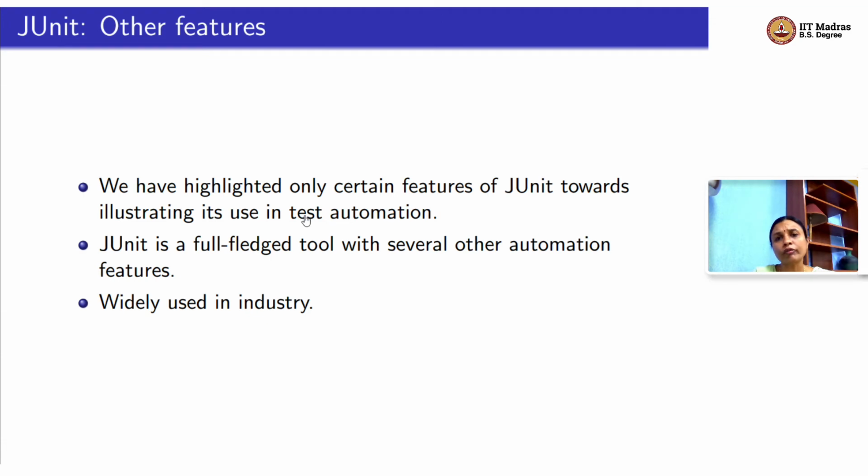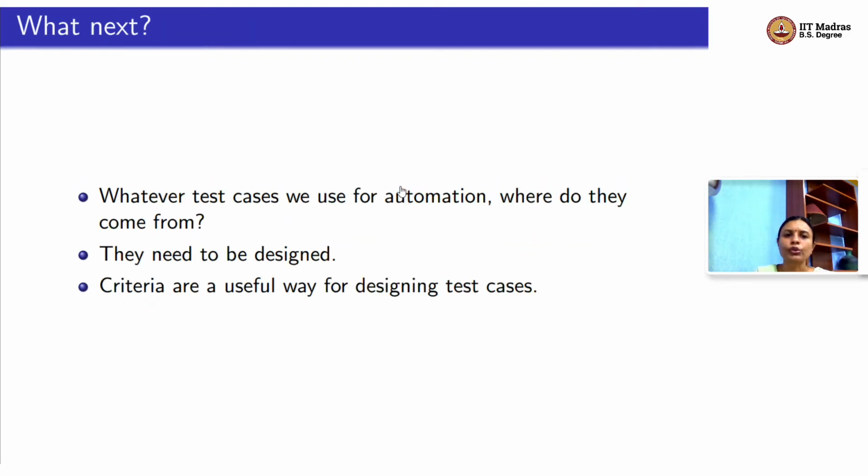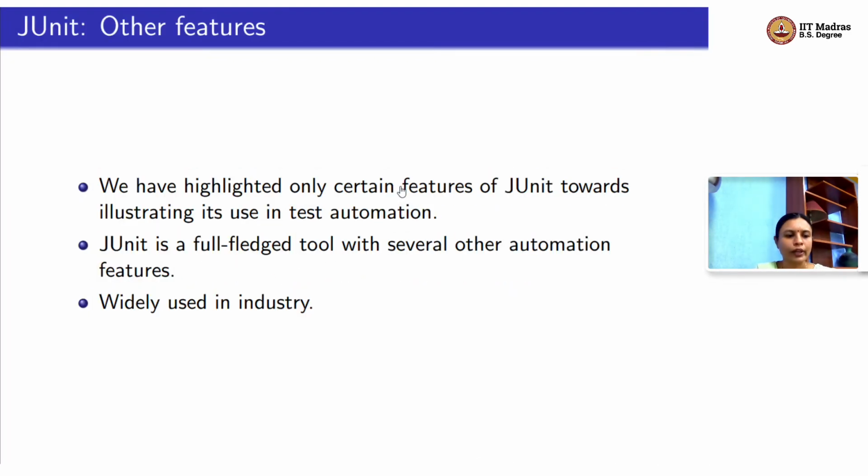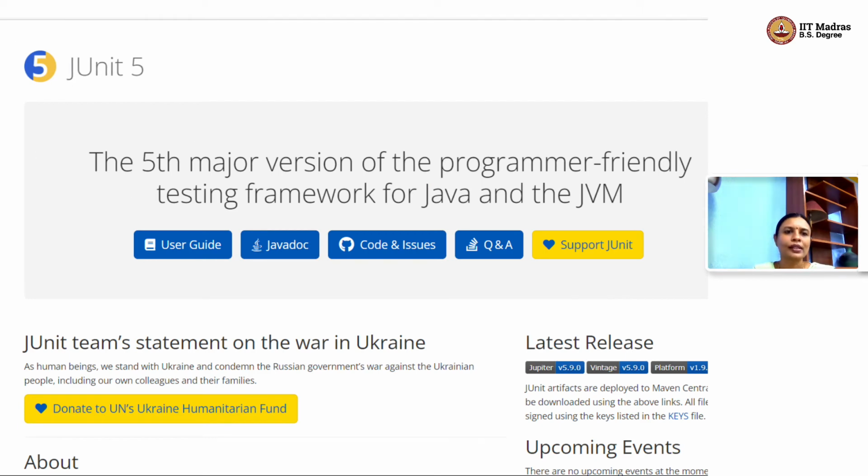What we've done now is I've just got you started on JUnit, just the basics of it. We've highlighted certain features towards illustrating its use in test automation. Remember, it's a full-fledged tool that is up to date, and it has several other automation features. Even though it's open source, it's used widely in the industry. So what I'll do now is, let's go to the website of JUnit and I'll walk you through what it has. So this is JUnit. Currently the version that is up and running is the 5th version, as it says.